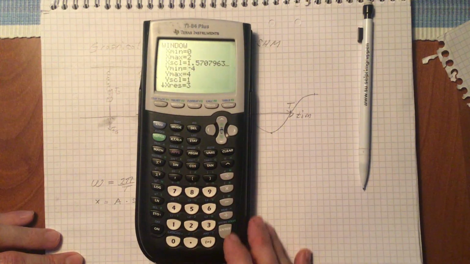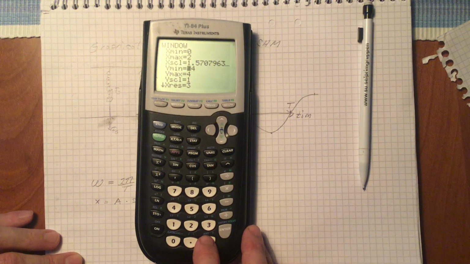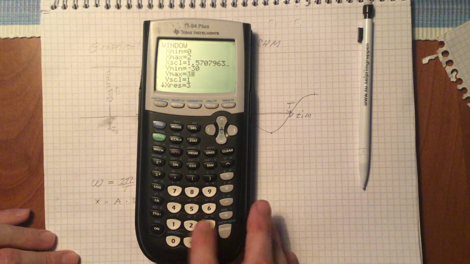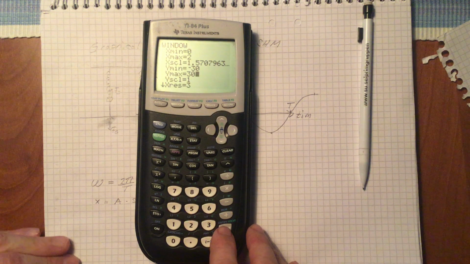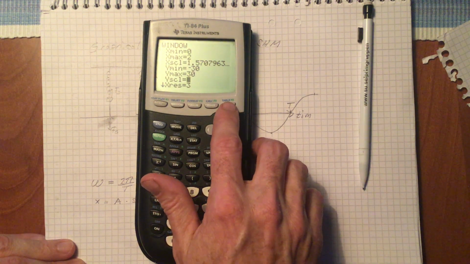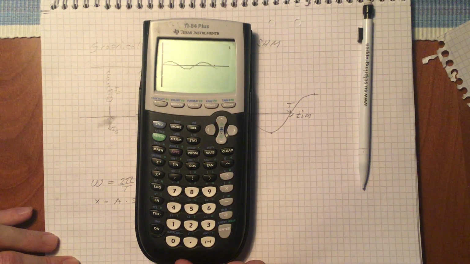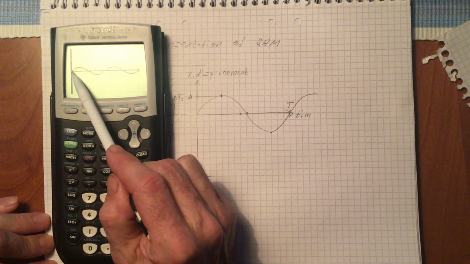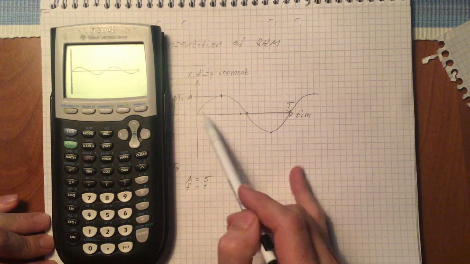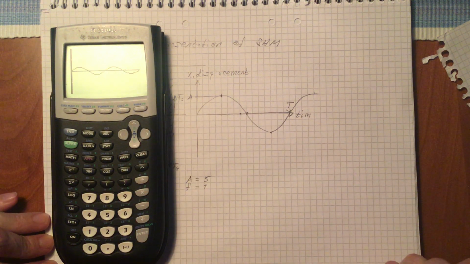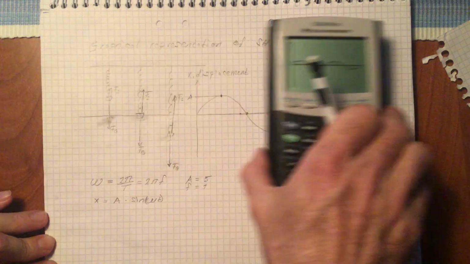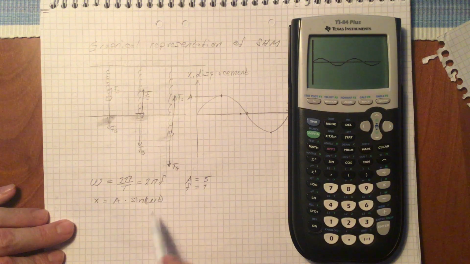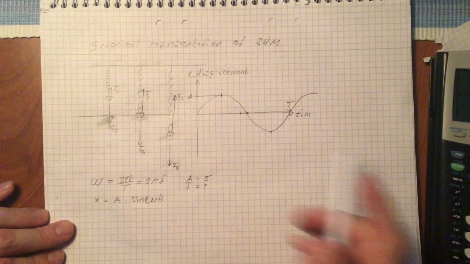Y min, I choose negative 30. And Y max, I choose 30. I will show you why later on. And then we press graph. And then we see a curve like this. It starts at the origin, it goes up, it goes down and up a couple of times here. Okay, so it feels like it's probably the right equation to describe the graph like this.